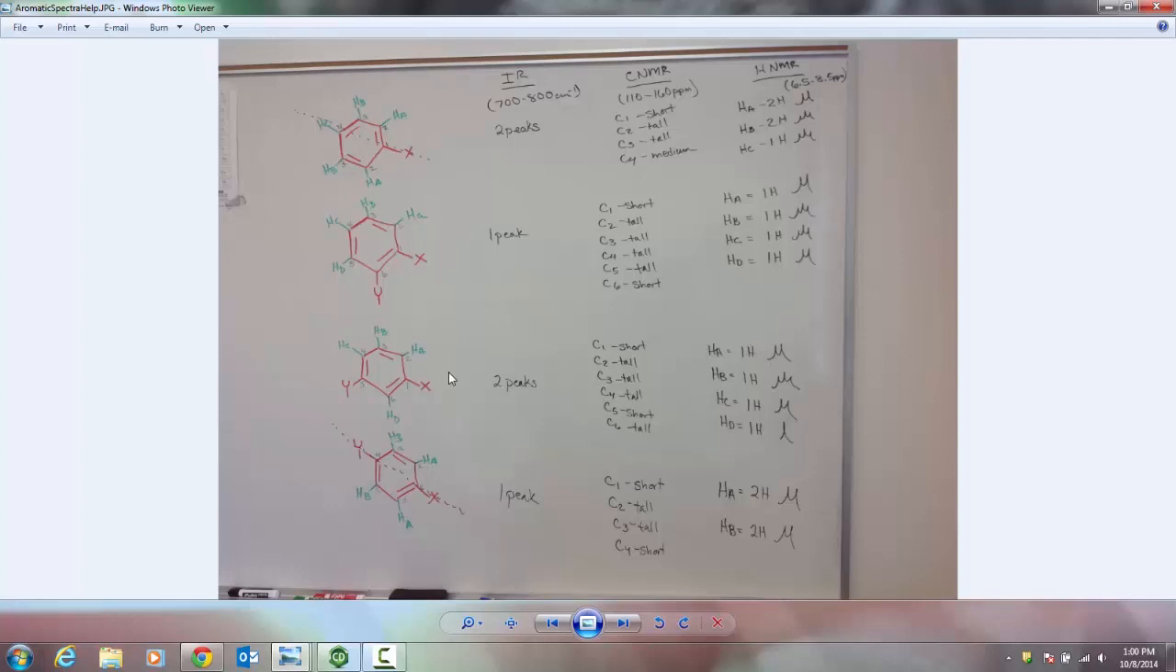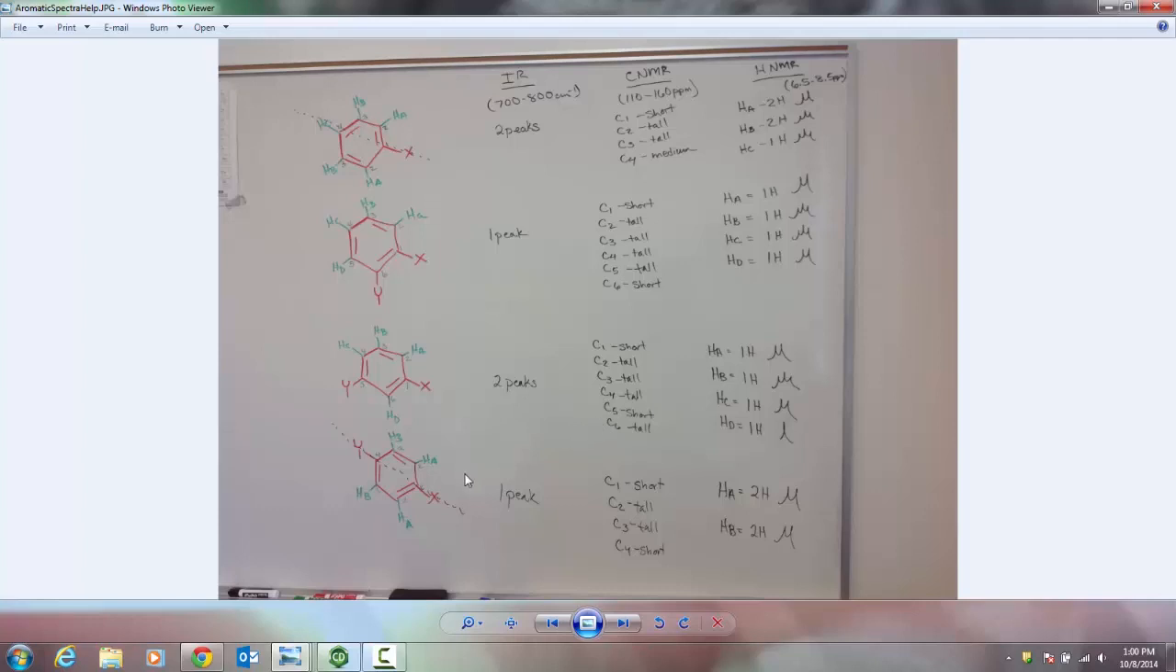If you're looking at meta-substituted, again, there are 6 chemically unique carbon atoms. Carbons 1 and 5 do not have hydrogens on them, so they will be short. And carbons 2, 3, 4, and 6 do have hydrogens on them, so they will be tall.